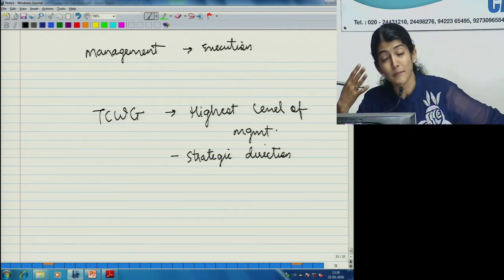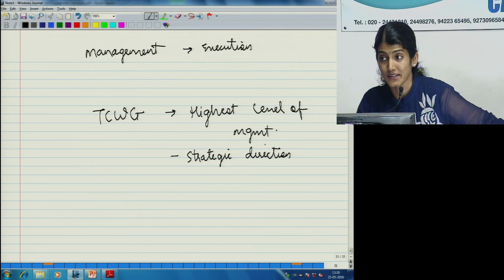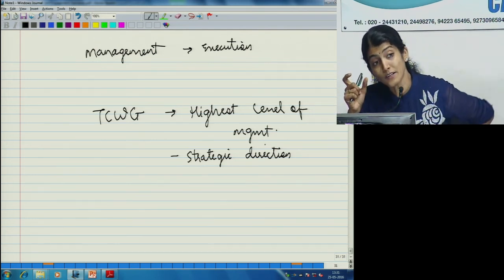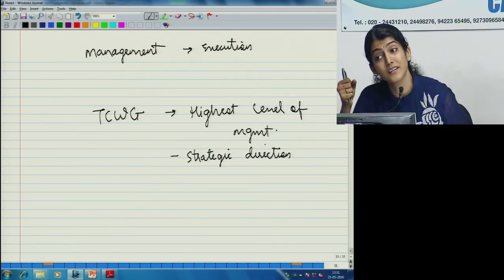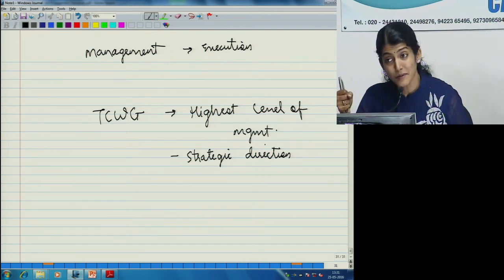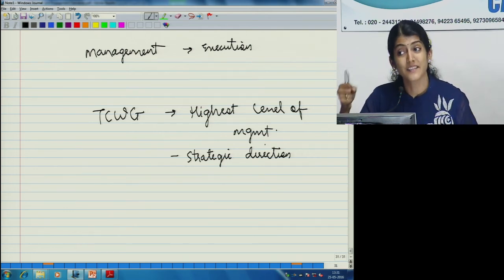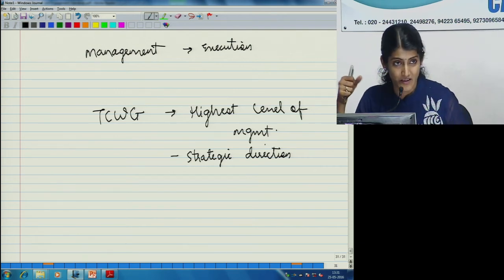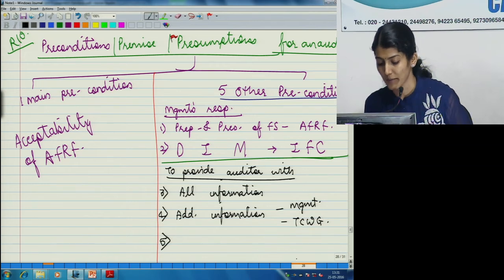जैसे आपने audit committee सुना है क्या? Audit committee होता है ना कंपनीज में, section 177 audit committee, corporate governance में भी requirement है. So that audit committee would be an example of TCWG. Those charged with governance. मतलब governance मतलब क्या? Power, control, direction. So they are charged with governance. Those charged with governance, TCWG. So any additional information which could be required from management, TCWG.